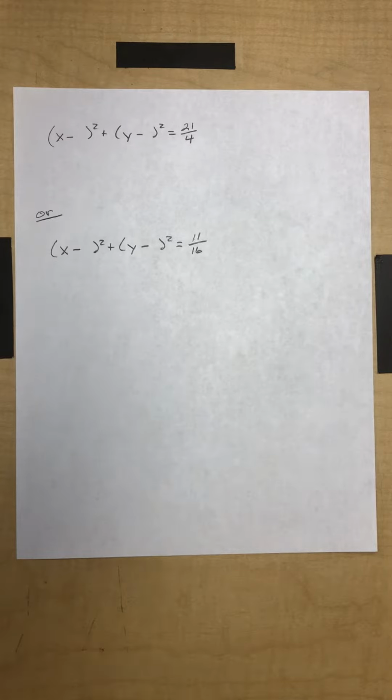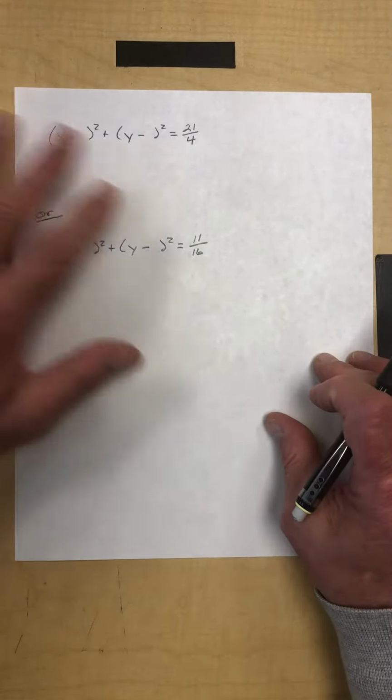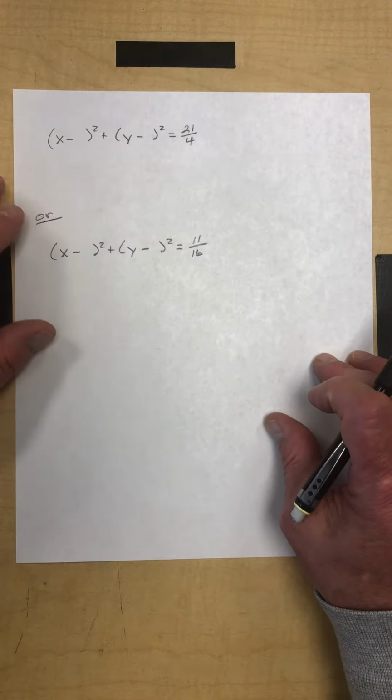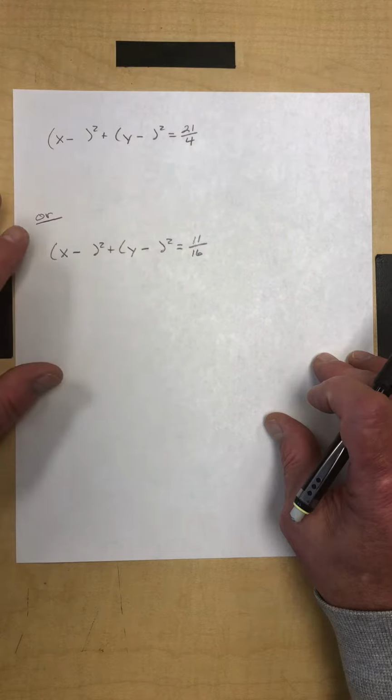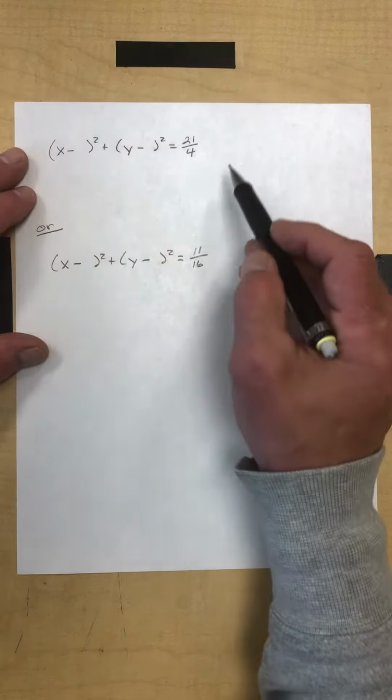Hi guys, I'm grading your quizzes and I'm seeing a couple of mistakes repeated over and over again. Most people are doing a pretty good job of getting things in standard form and identifying the center, but some of the radii people are messing up on. So I'll give you a couple examples.